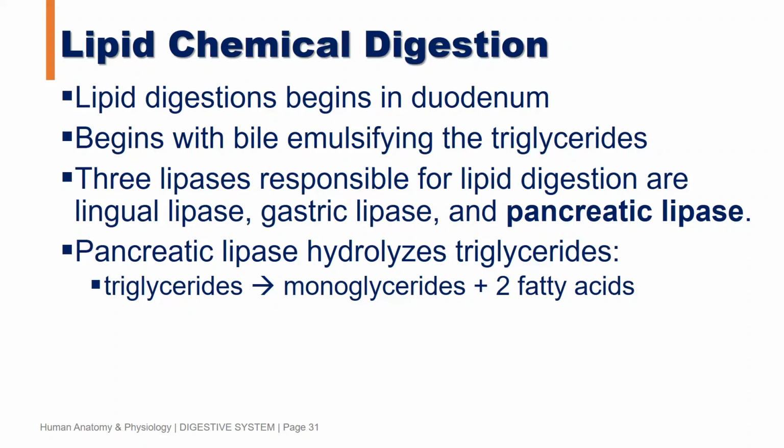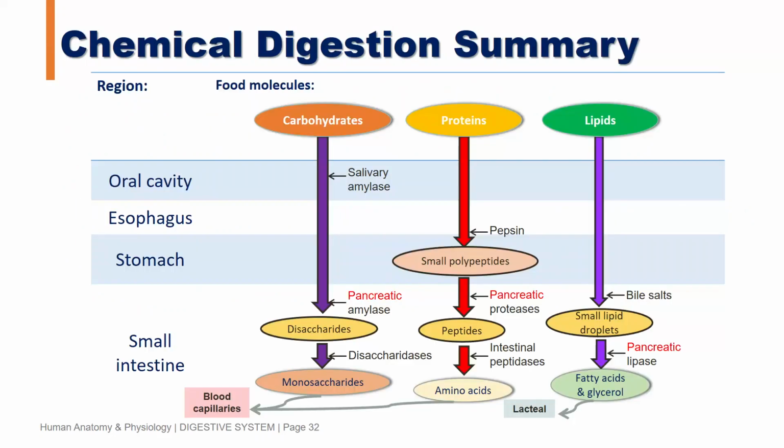And you have 3 lipases responsible for lipid digestion: lingual lipase, gastric lipase, and pancreatic lipase. Your pancreatic lipase hydrolyzes triglycerides so that your triglyceride will be further broken down into monoglycerides and 2 molecules of fatty acids. This is the summary of the chemical digestion.